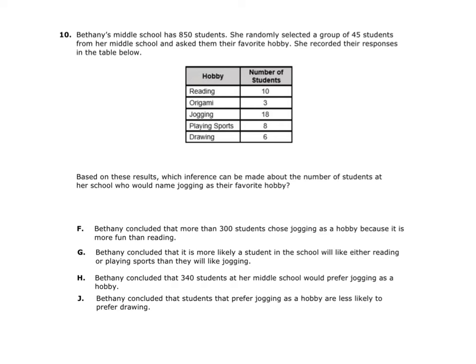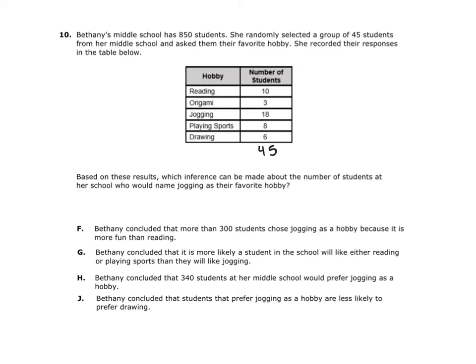Number 10 says Bethany's middle school has 850 students. She randomly selected a group of 45 students from her middle school and asked them their favorite hobby. She recorded their responses in the table below. So she already told us that there's 45 students participating here, so we don't have to add it up. Based on these results, which inference can be made about the number of students at her school who would name jogging as their favorite hobby?